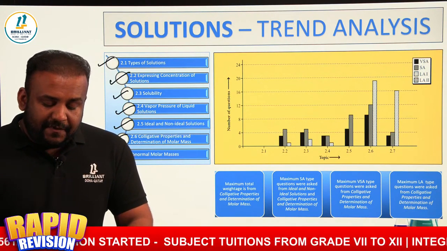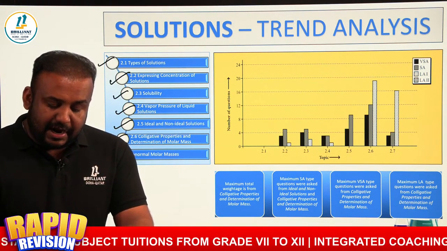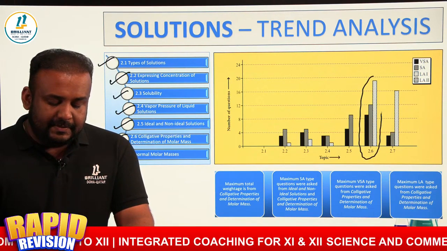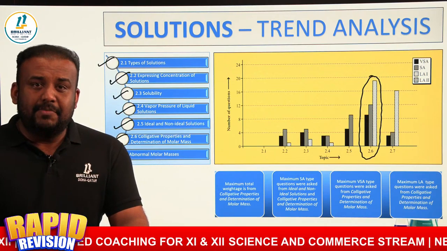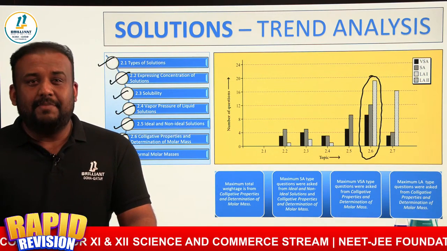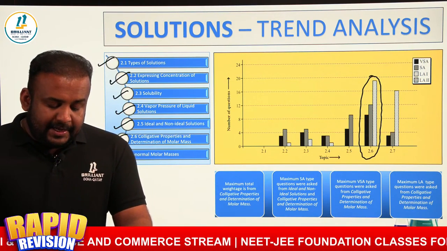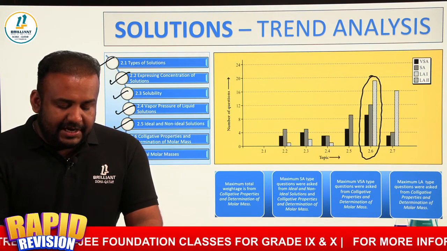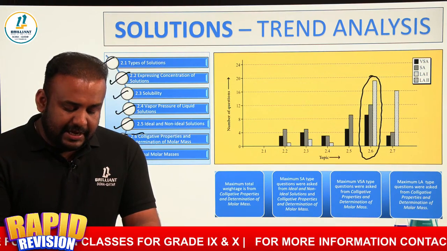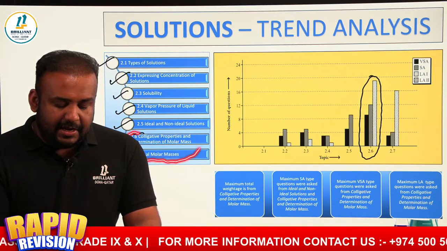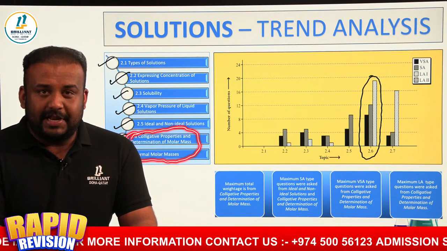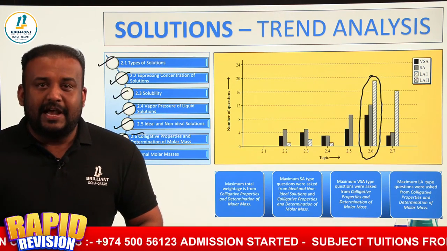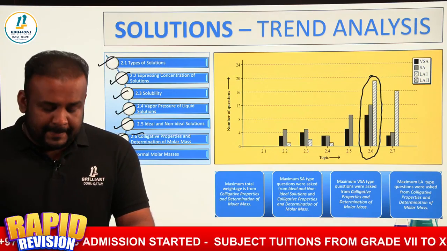Now, if you look into this trend graph, you can see that topic 2.6 has the highest number of questions asked in the past 12 years. So what is topic 2.6? Colligative properties and determination of molar mass. From this particular area, many questions have been asked. So this is the area that you need to focus on and work on in the last minute.